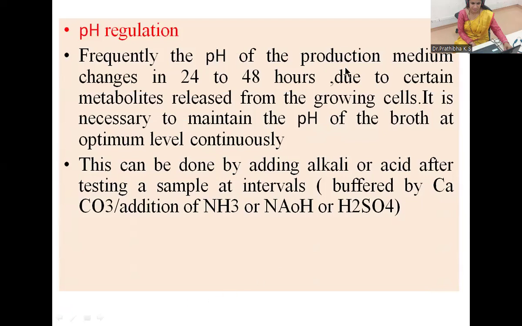Further, frequently the pH of the production medium changes in 24 to 48 hours. Why does this change? Due to certain metabolites released from the growing cells. When we look at the growth of the cells, or the particular graph, the lag phase will be there, the log phase will be there, and the death phase will be there.